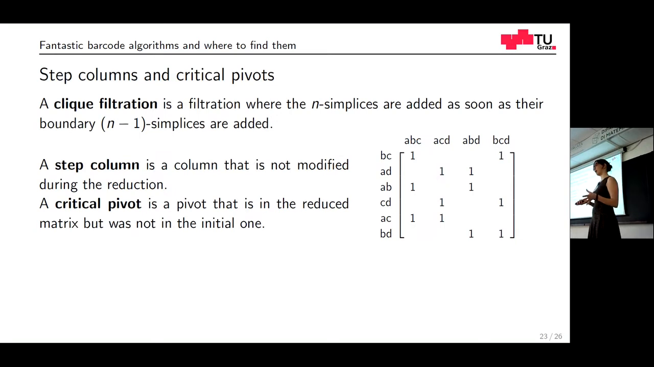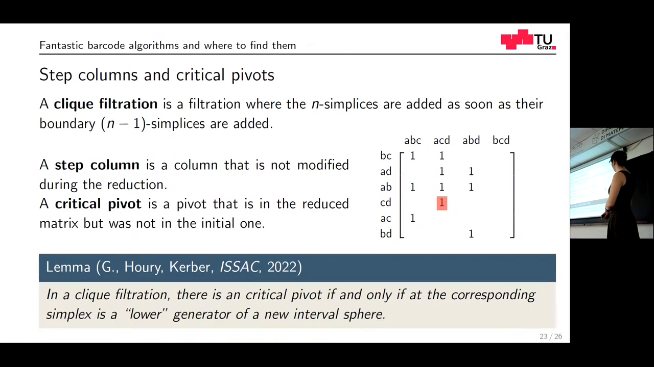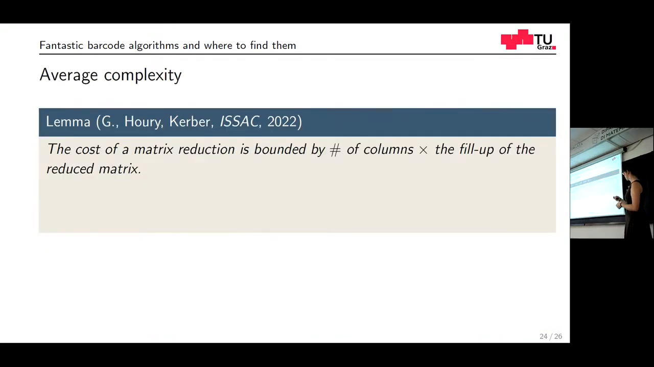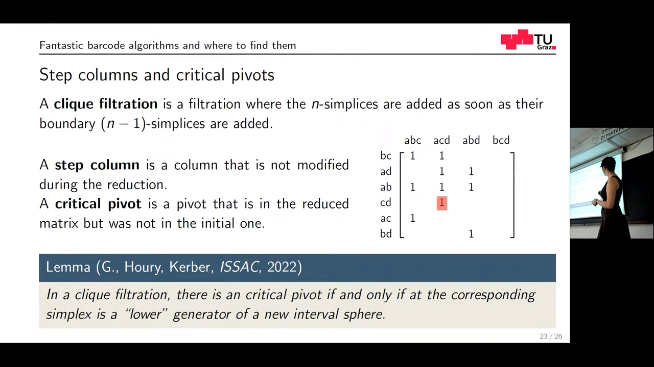What I also know is that everything else is going to be called a critical pivot. This is the original matrix, and then I do the reduction, so now I'm adding this column to this column. I'm going to find a pivot that was not there at the beginning, and I'm going to call it critical, because I needed to do some operation. Actually, the reason why I call it critical is that if I have a critical pivot, I know that I have a new bar. So if I have a control on when I can have a new bar, then I have a control of when I can have a critical pivot.